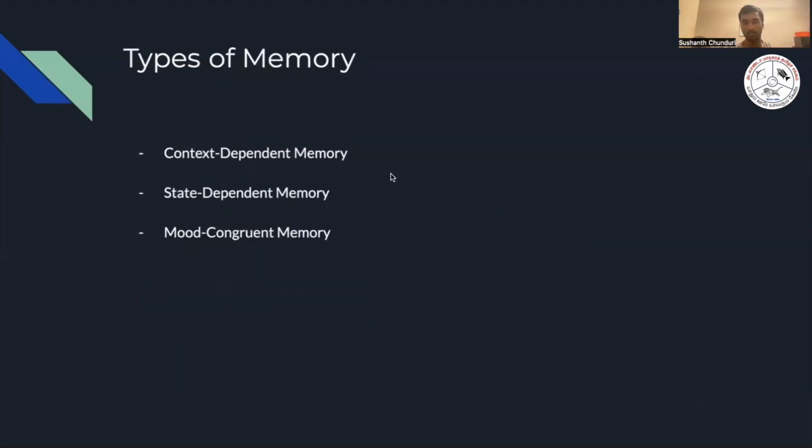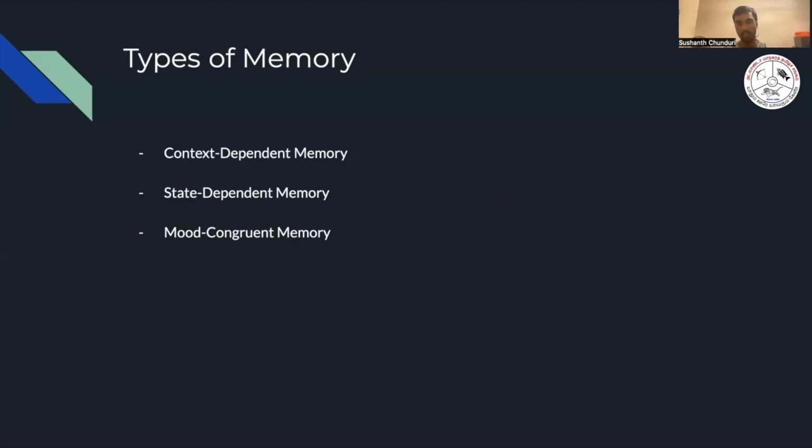All right, there's three different types of memory as well: context dependent, state dependent, and mood congruent. Context dependent is kind of like the method of loci, where you're remembering stuff based on the location or the context that you learned it in. So say I was just studying. Then whenever I'm taking a test and I feel like I'm studying, I would kind of get that memory back.